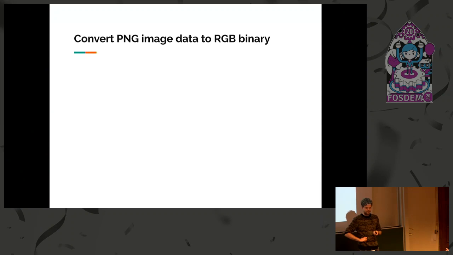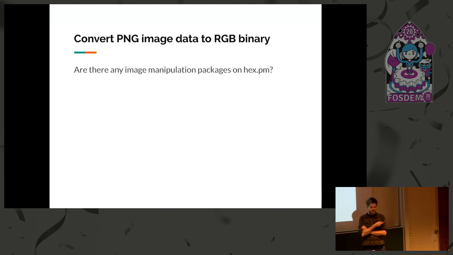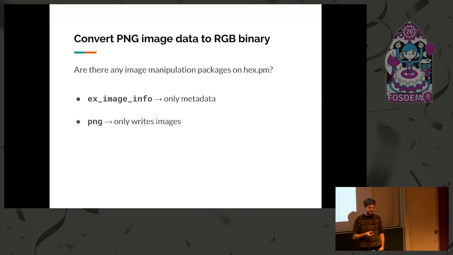For the first step, I looked on the Hex PM website. It doesn't seem like a very interesting task, right? Load a file and just get pixels out of it. There are several libraries that do something like that. For instance, xImageInfo only reads the metadata, so you can see how big it is, what kind of colors it has, but not the pixels. PNG is an Erlang library, I think. It only writes images, so we would need to reverse that process. So that also didn't help me much.